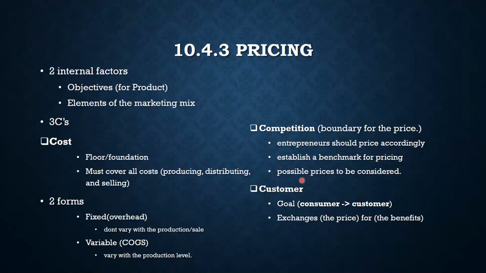Cost takes two forms, that is, fixed and variable. Fixed cost is often referred to as overhead. This is the cost that does not vary with the production or sale of the product. The variable cost is the cost of goods sold. It's the one that varies with production and sales, increasing with increased sales.